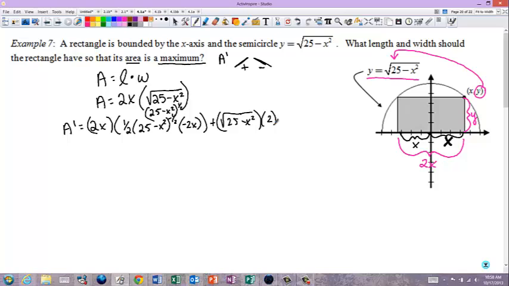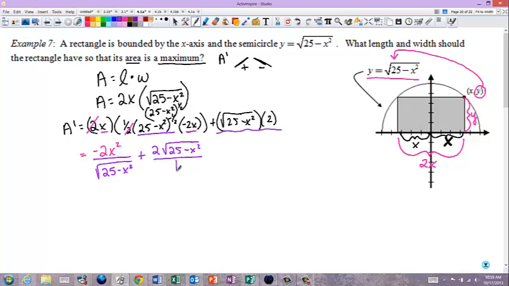So I have to make it a lot prettier than it is right now, because right now it is not pretty. So let's clean it up. Initially, I see that my 2 and my 1/2 cancel away. So essentially, I have negative 2x times an x, that's a negative 2x squared. Then I have 25 minus x squared to the negative 1/2. I can move that to the bottom and rewrite it as a square root. Plus 2 times the square root of 25 minus x squared, coming from over here.